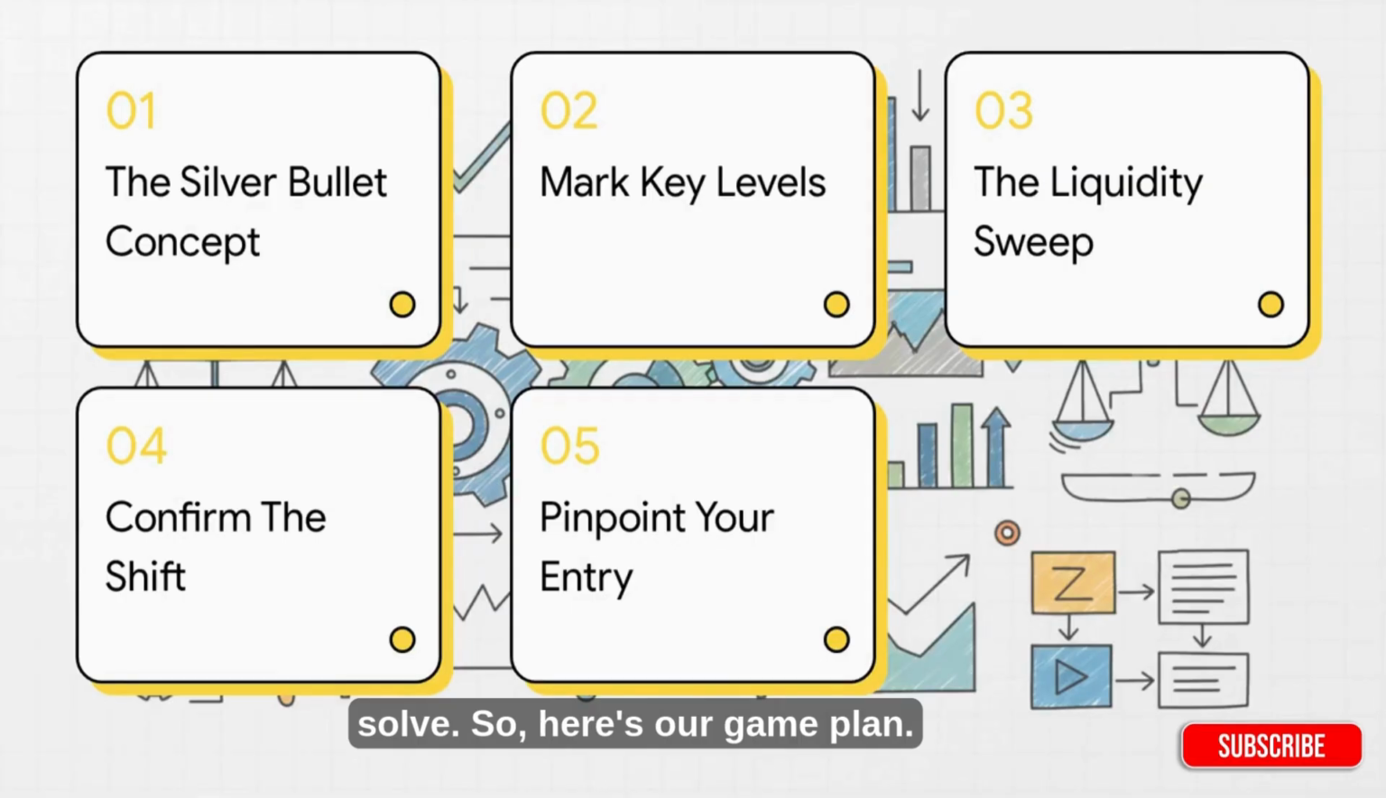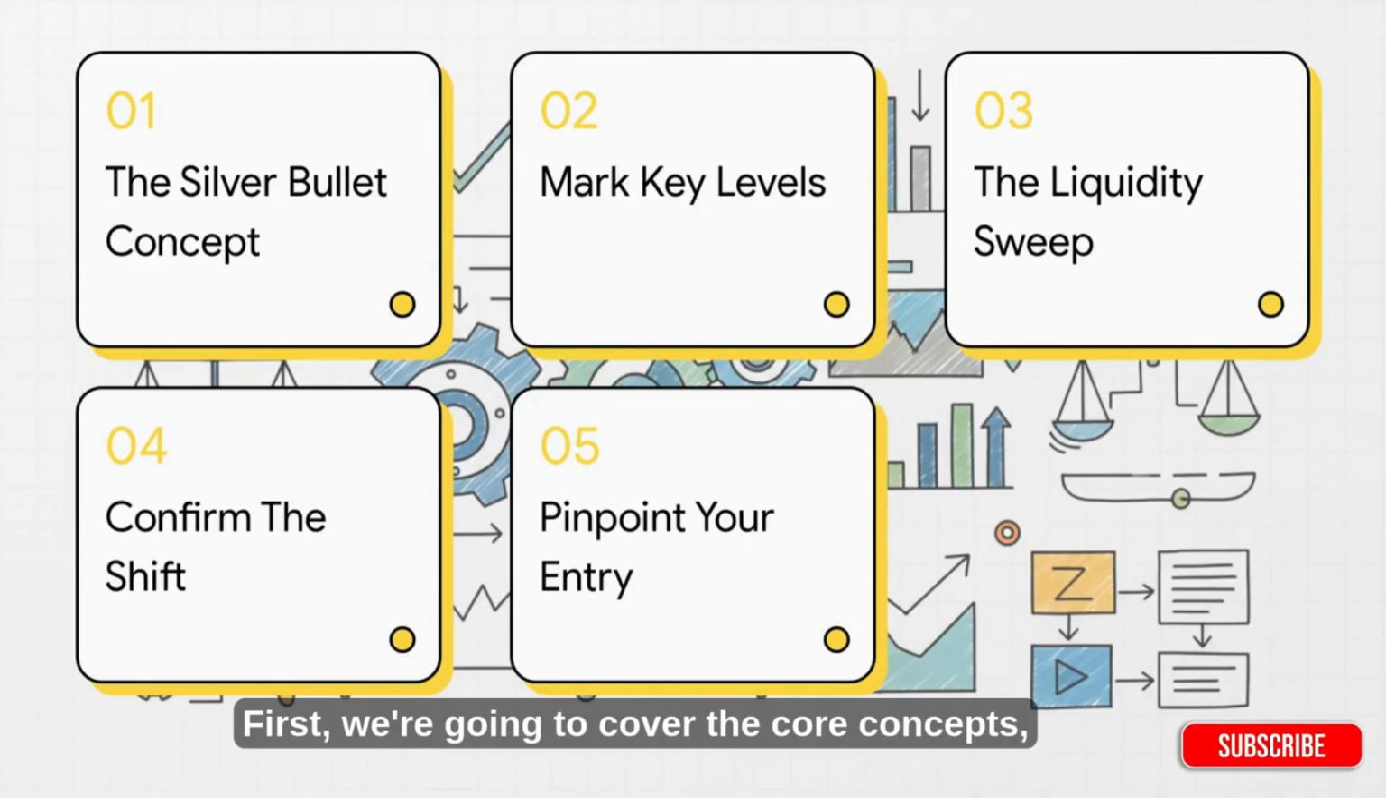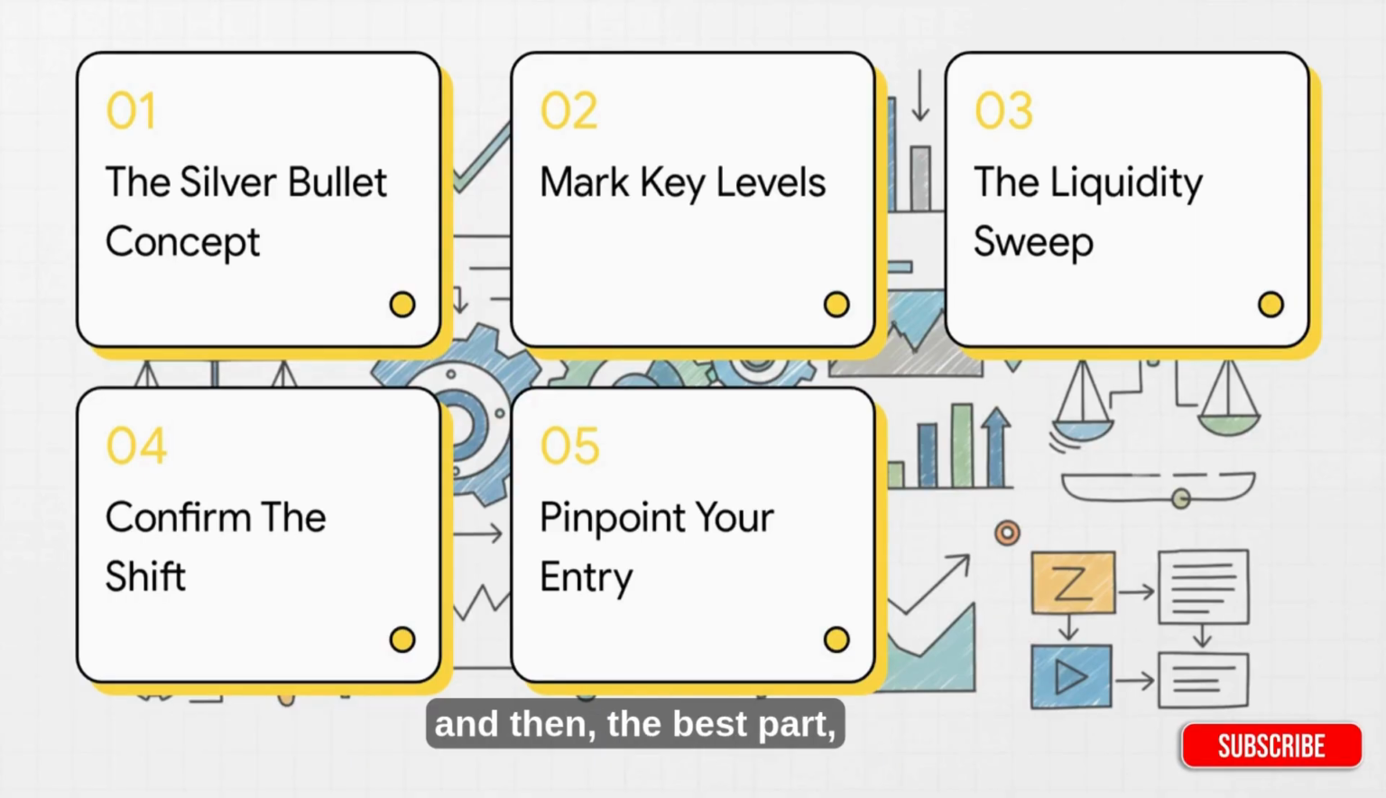So, here's our game plan. First, we're going to cover the core concepts, the big ideas that make this whole strategy work. Then we'll walk through the 4 essential steps, one by one: marking your key levels, spotting that critical liquidity sweep, confirming the shift in market structure, and then, the best part, pinpointing your exact entry.